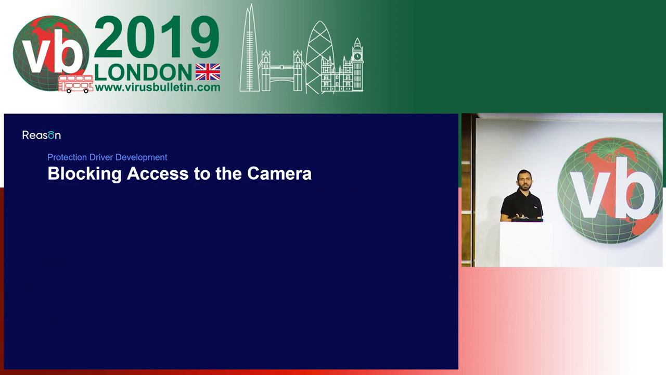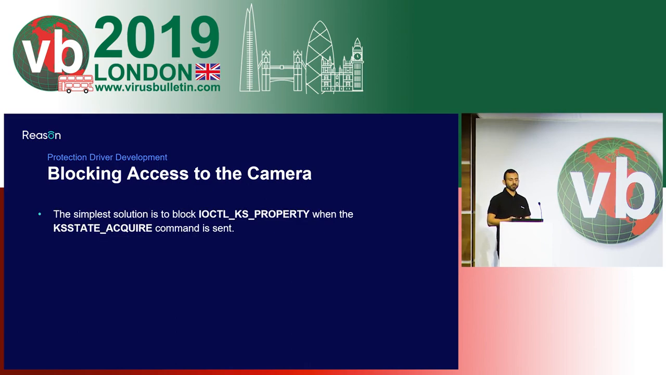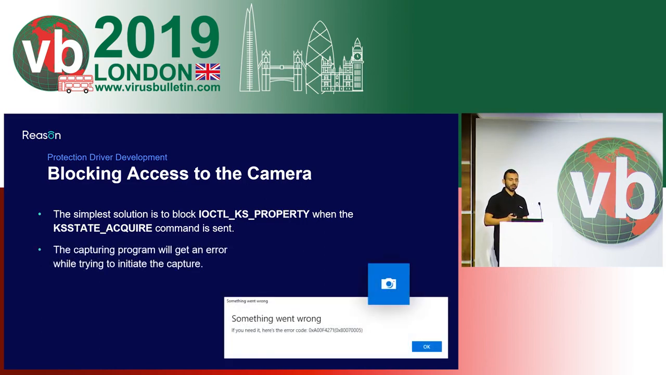Now we want to block access to the camera for programs, because we don't want other programs to use it. The simplest option for us is to just block the IOCTL_KS_PROPERTY command when the KSSTATE_ACQUIRE command is being used, right? So we won't allow other programs to acquire access to the camera, and they won't be able to use it, start streaming and get information. And here is how it's going to look, for example, for the built-in Windows 10 camera program: access denied, the user sees an error, and our camera is protected.